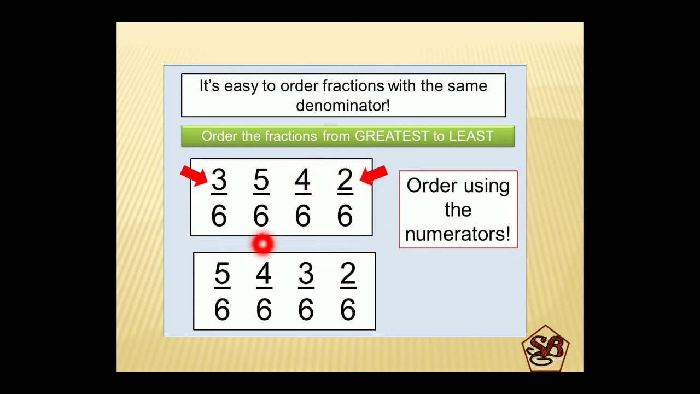Again, comparing the like fractions only. Now here we are ordering the fractions from greatest to least. That is from the biggest fraction to the lowest fraction. As denominators are the same, we again concentrate only on the numerators. Now here the biggest numerator is 5. So 5 by 6. Then the next one 4 by 6, then 3 by 6 and then 2 by 6. 5 by 6 is the greatest fraction and 2 by 6 is the lowest fraction.